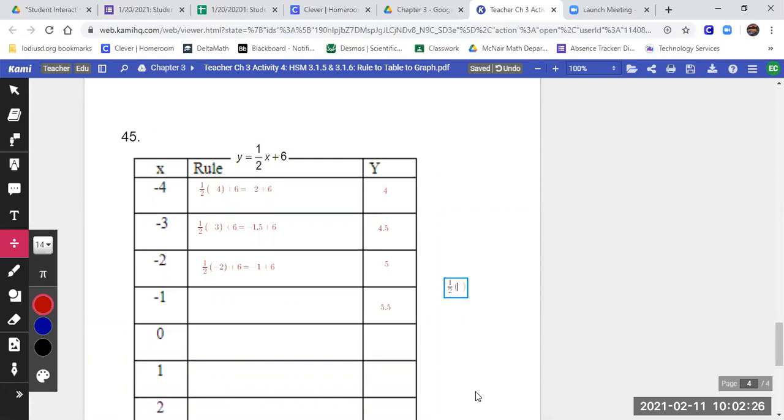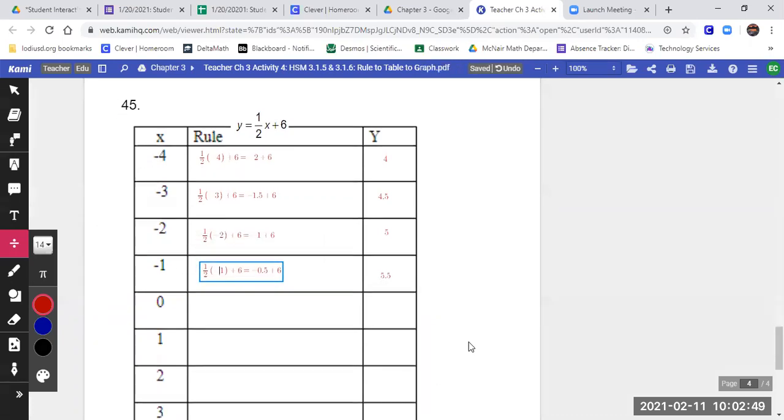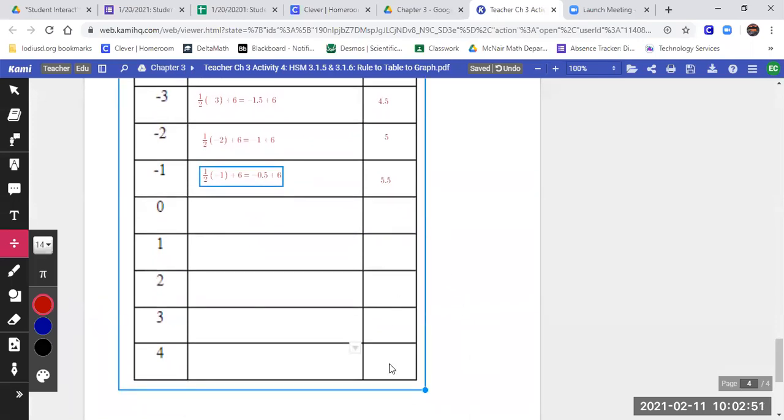Half times -1 plus a 6 equals -0.5, or -1/2 plus 6. And that's why we had 5.5, because 6 minus 1/2. Okay, what do we expect our next ones to be? Let's put all our answers in, and then we'll go back and put the work in.